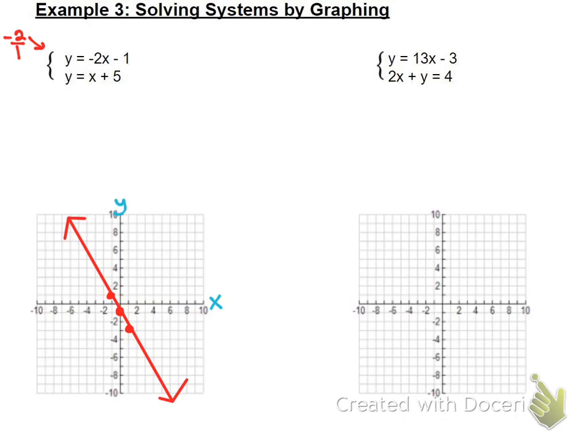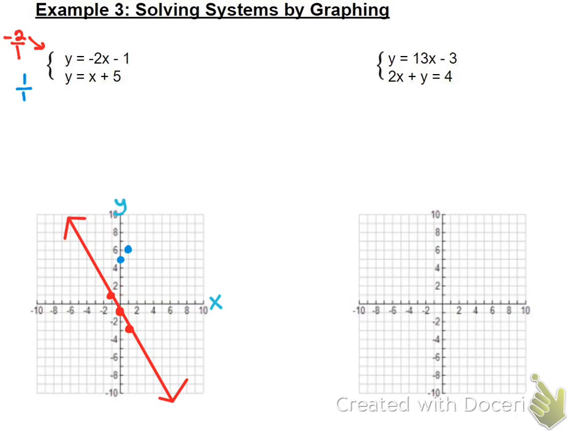So I have y equals x plus 5. So what's my y-intercept? 5. So I start at my origin, I go up 5. I plot my point. The slope is a variable x by itself, which means the slope is what? 1 over 1. So I have 1 over 1. Okay? So from here, I'm going to do up 1 over 1.